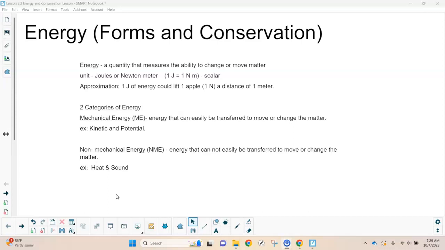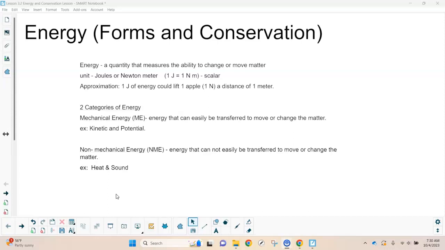That's what energy does. And so, if you feel like you have a lot of energy, then you can do things. That's basically what it allows you to do. So, the unit for energy is the joule, which is the same as what we established for work, or a Newton meter. They're the same. And approximately 1 joule of energy, or 1 Newton meter, could lift basically one apple a distance of 1 meter up. So just to give you a physical idea. So a joule is not a ton of energy. It's not a very large amount. It is an amount, though.